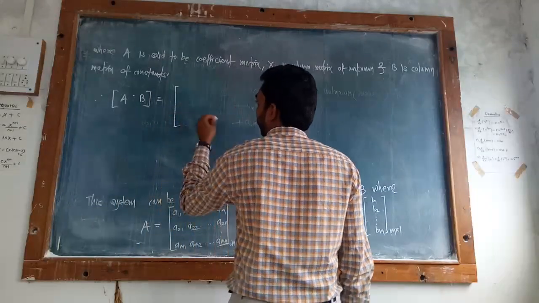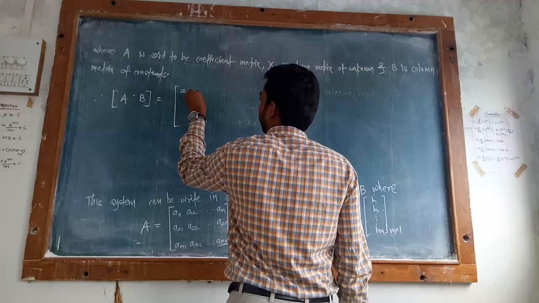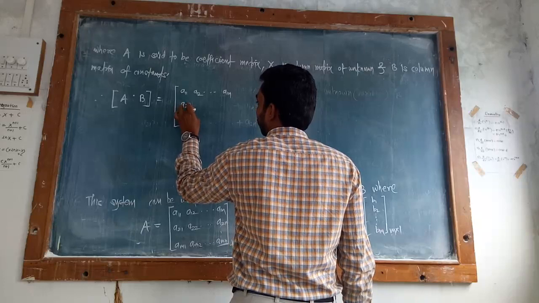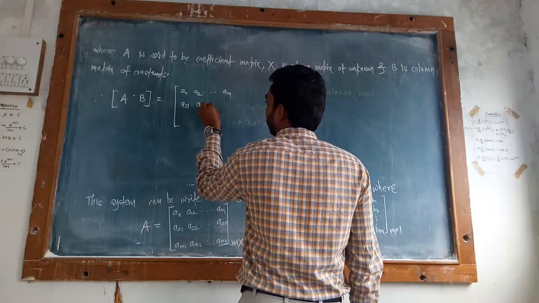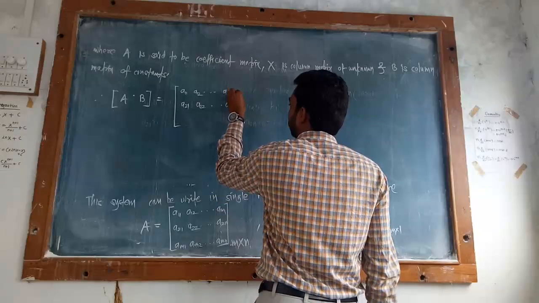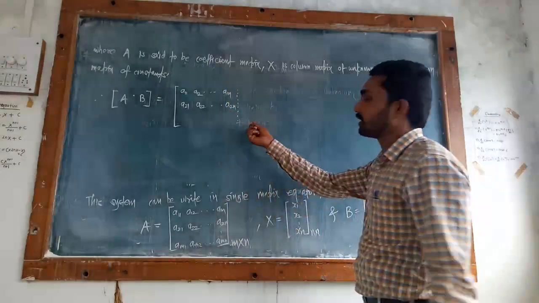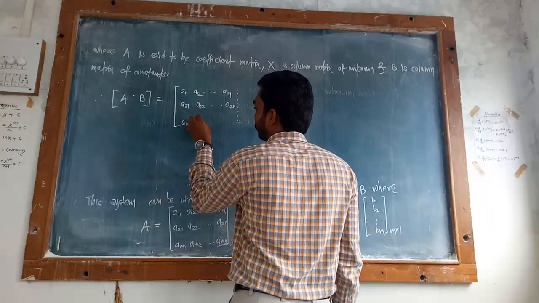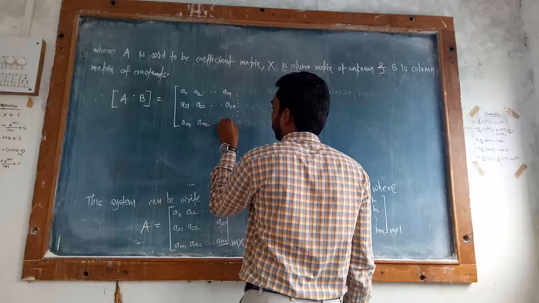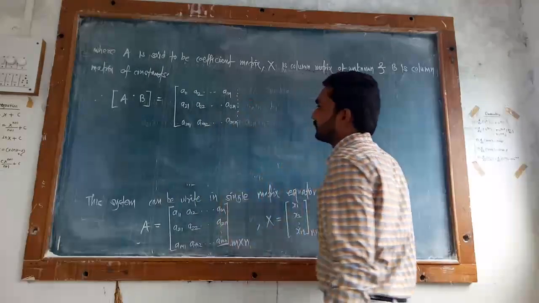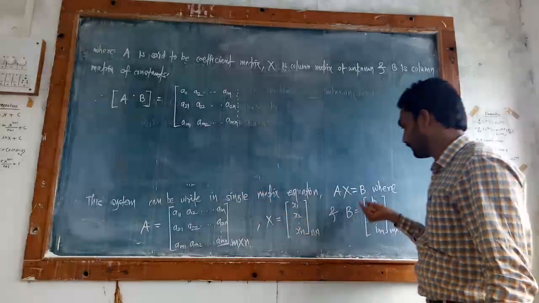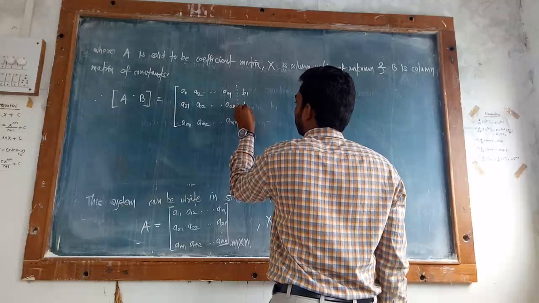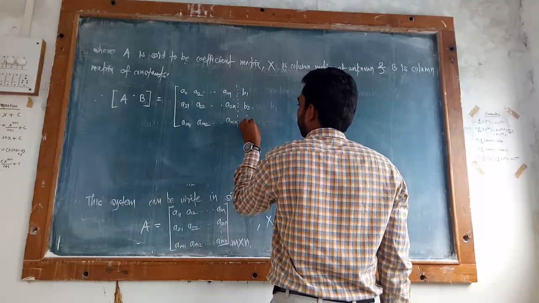Consider the first row of your A, that is A11, A12 up to A1n. The second row becomes A21, A22 up to A2n. This is for your augmented matrix of constants B. The last row becomes Am1, Am2 up to Amn, and your last column matrix of constants B becomes B1, B2 up to Bm.